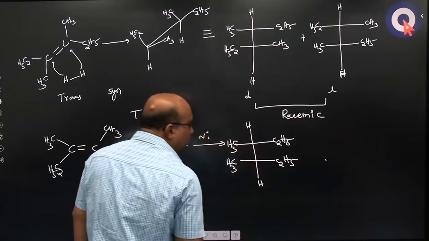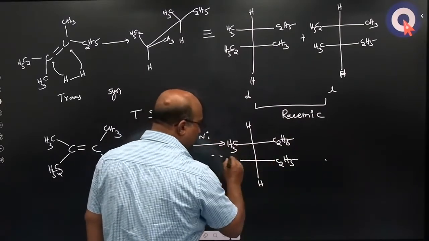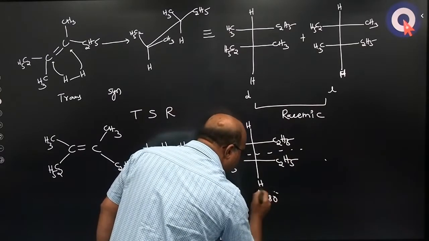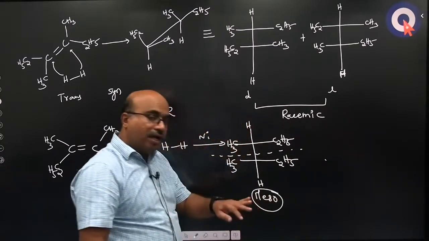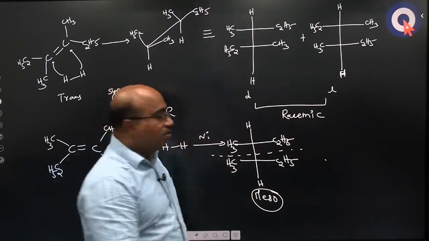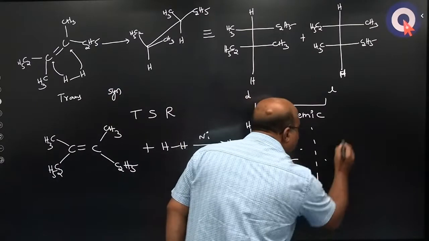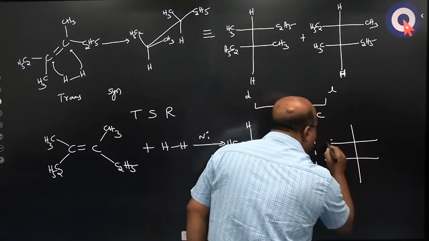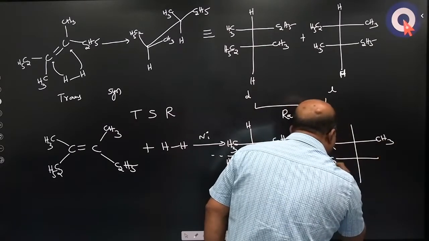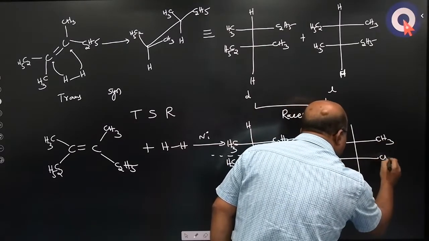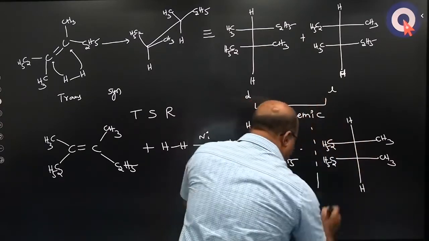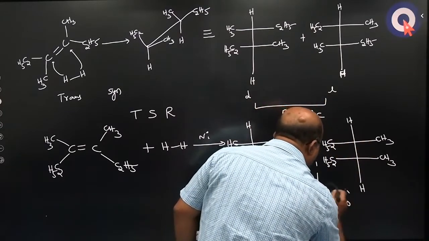So what is this? It has a plane of symmetry, an internal plane of symmetry. So this compound we say is a meso compound. But even if you add from the top, we still get meso only. Even if you take its mirror image, C2H5, CH3, C2H5, CH3, hydrogen and hydrogen, both these compounds are nothing but meso compounds.